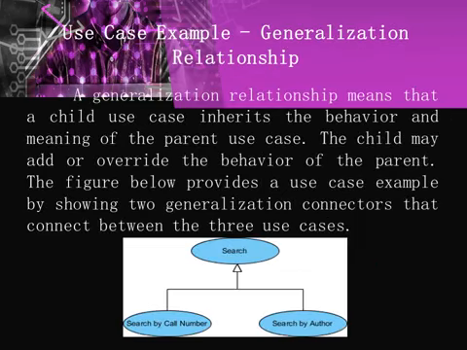Generalization relationship. A generalization relationship means that a child use case inherits the behavior and meaning of the parent use case. The child may add or override the behavior of the parent. The figure below provides a use case example by showing two generalization connectors that connect between the three use cases.